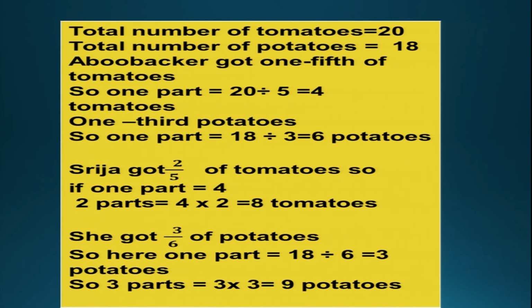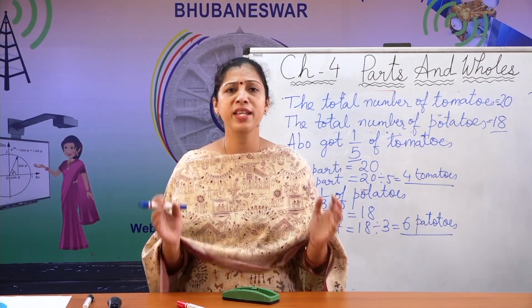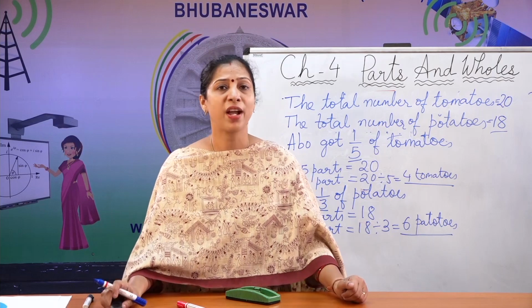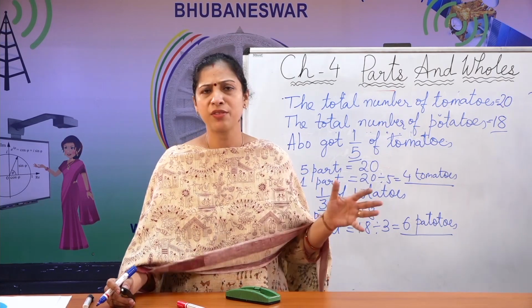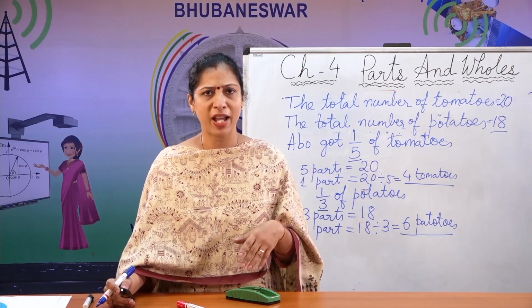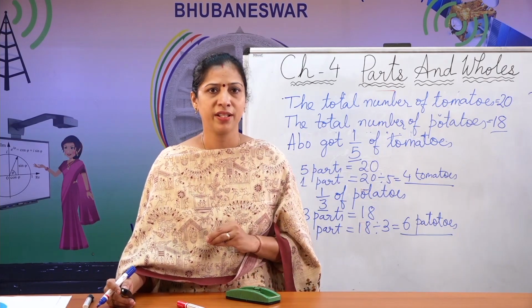And Srija got 3/6 of the potatoes. So here, as I had told you, divide 18 into 6 parts. So 1 part will be 3 potatoes. And she got 3 parts out of those 6 parts. So 3 into 3, 9 potatoes. Now you understood how easy it is to find out when you just know the parts and wholes, that easy calculation, and how easily you can manage to find the number.